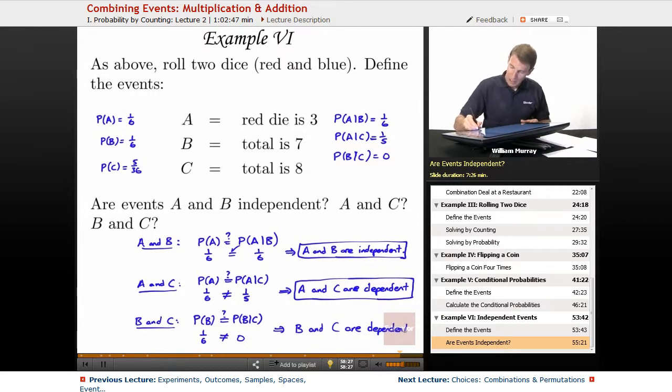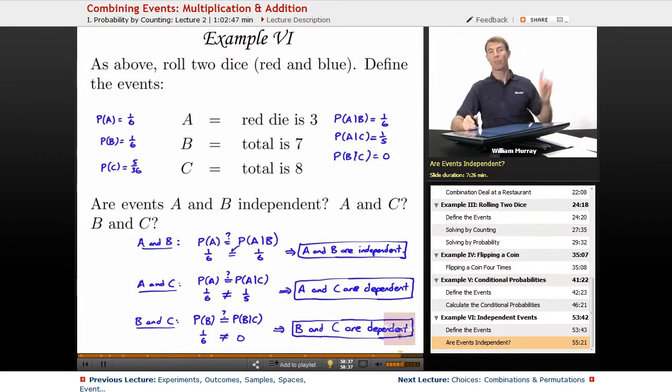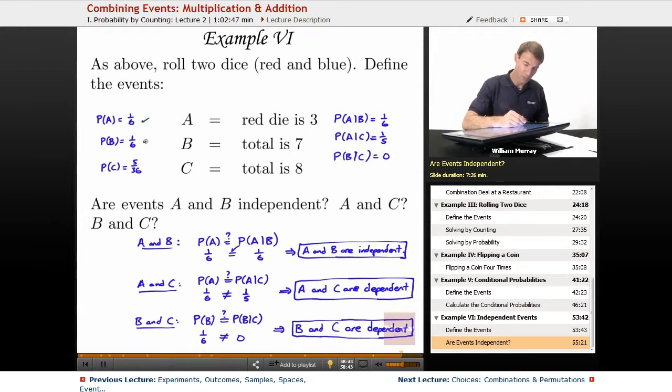Now, we did that all using the calculations that we got from example 5. So if you don't remember where these numbers came from, just go back and watch example 5, the one just before this one, and you'll see where I got all these numbers, the 1/6, 1/6, and 5/36 for A, B, and C.